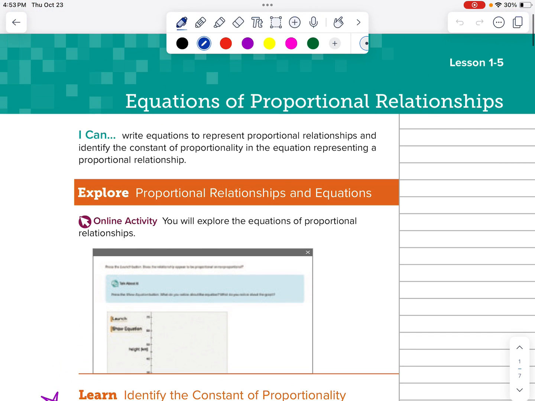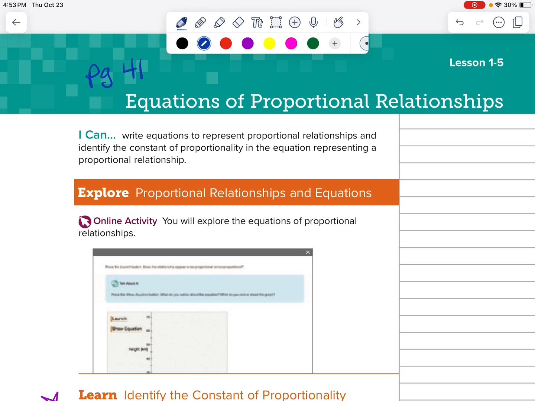Hello class, today we are going to start with equations of proportional relationships. So everyone's book should be on page number 41. If you are not on page 41, let's pause the video until everyone is there.